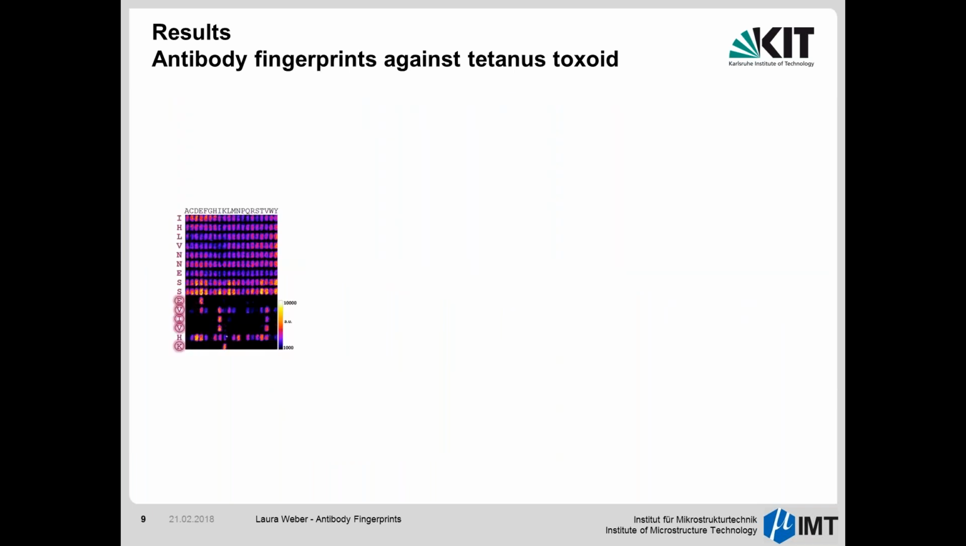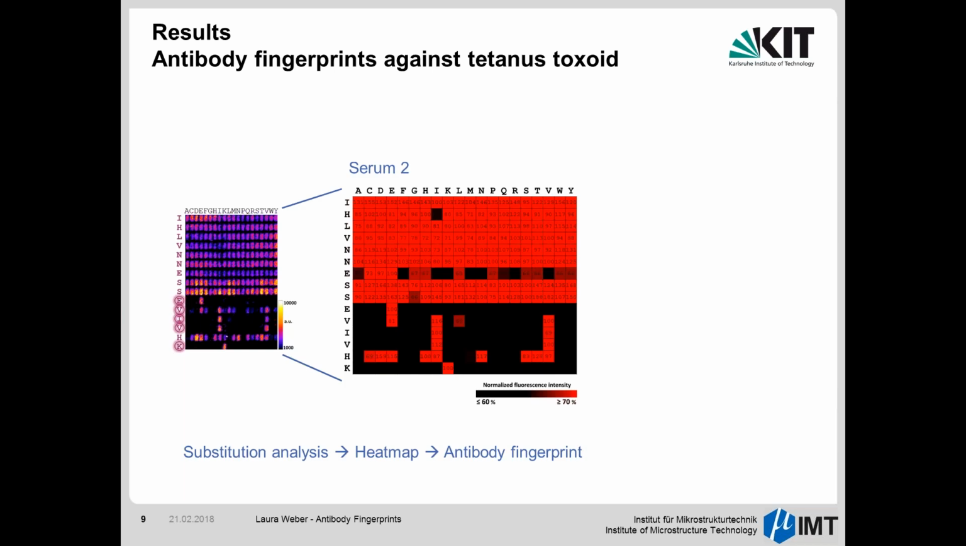On this slide, we see the scan image of the substitution analysis of one serum and the evaluation in form of a heat map. So basically, the color represents the staining intensity of the peptide. But the evaluation of the fluorescence intensities in the substitution analysis was done in relativity to the original amino acid. This means that in each row, the intensity of the peptide with the original amino acid is set to 100%, and the intensity of the remaining peptides is set in relation to this.